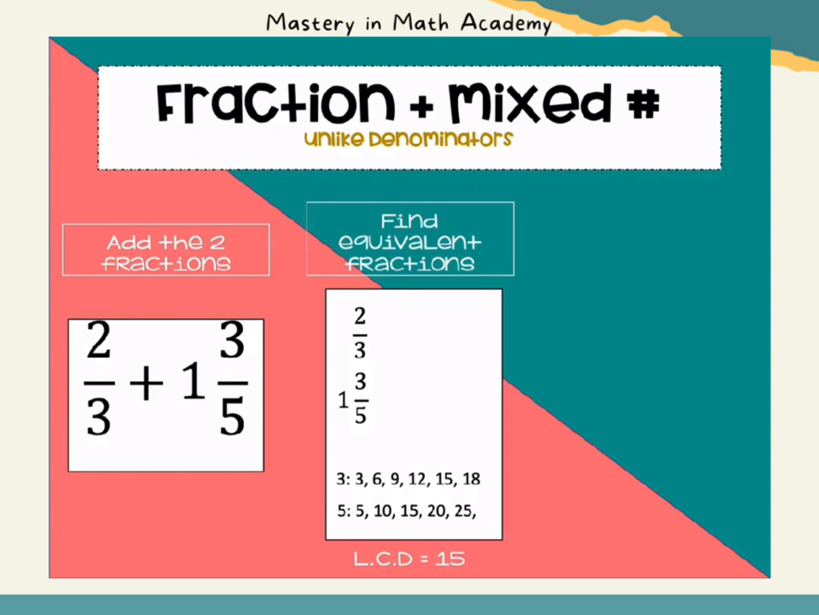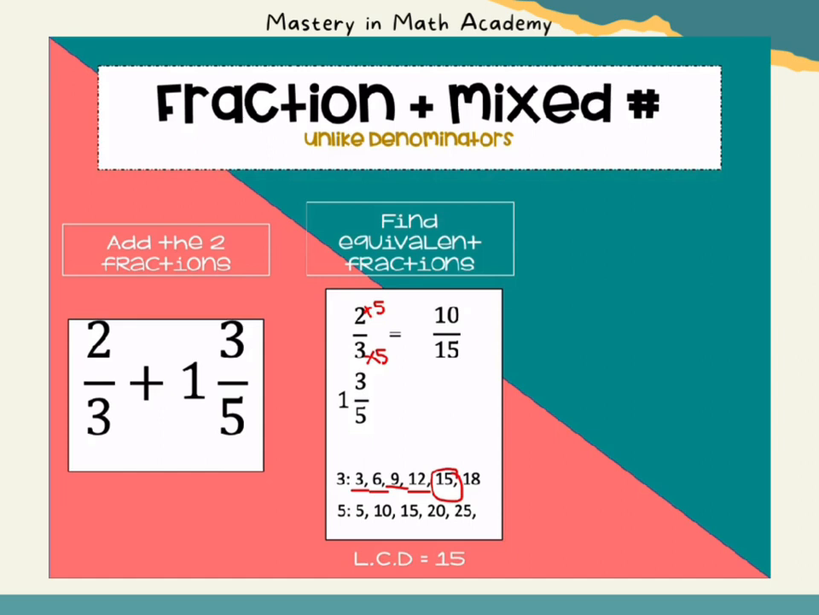You're going to set your fractions equal to your new denominators. And you're going to ask yourself, how many times did you add 3 to get to 15? You added it 5 times. You need to multiply both your numerator and your denominator by 5. And you will see that now your new fraction is 10/15.